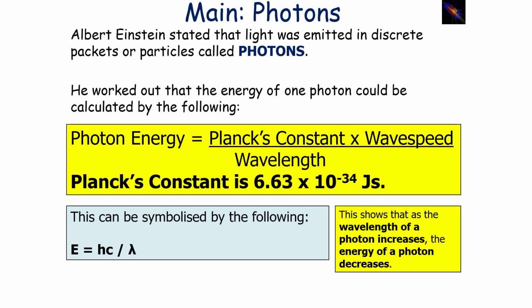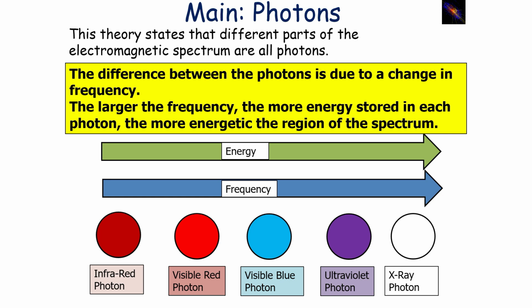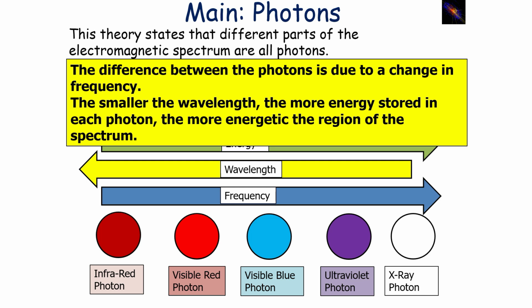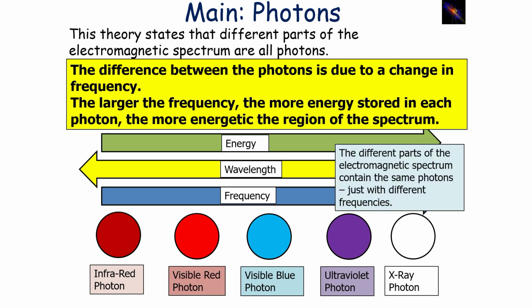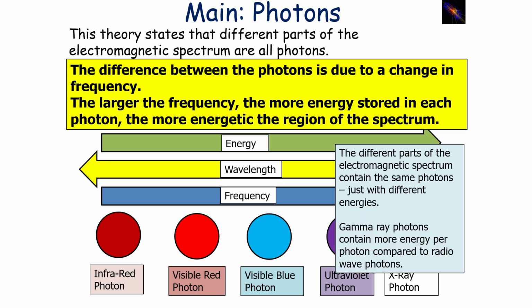So this theory states to us that the different parts of the electromagnetic spectrum are actually all different types of photons. So the larger the frequency of the photon, the more energy stored in the photon, the more energetic the region of the electromagnetic spectrum. So we can say that the smaller the wavelength, the more energy stored in the photon, the more energetic the region of our spectrum, as you can see here. The different parts of the electromagnetic spectrum contain the same photons, just with different frequencies. So gamma ray photons contain more energy per photon compared to radio wave photons.